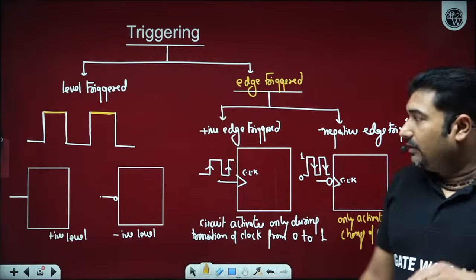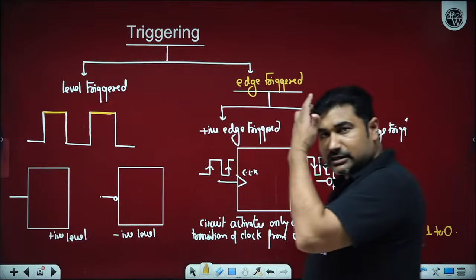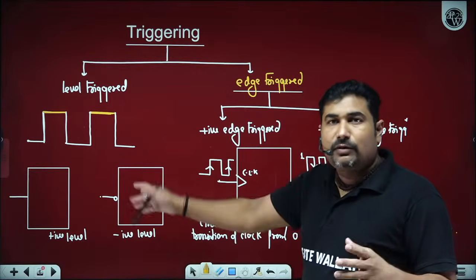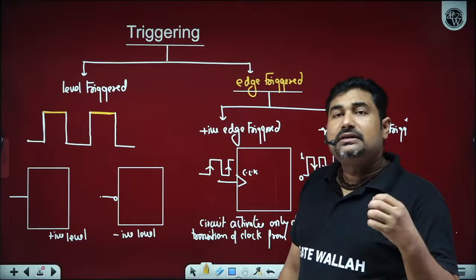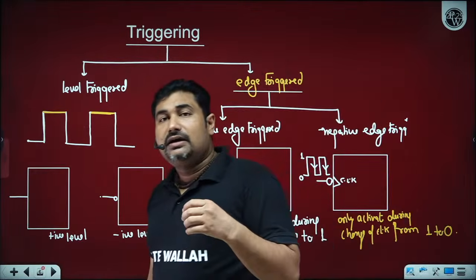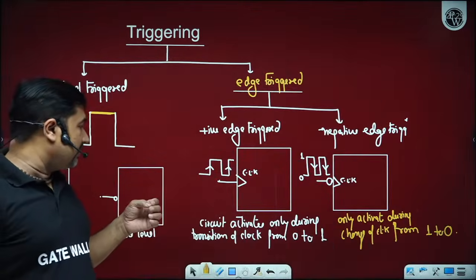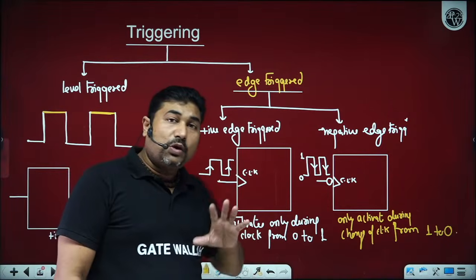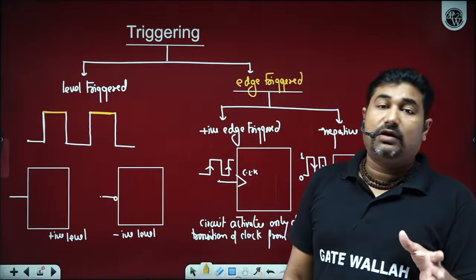We have a level triggered circuit. In case of a level triggered circuit, the circuit is activated as long as the level is high for a positive level triggered circuit, and for a negative level triggered circuit, as long as the level is low. However, in case of an edge triggered circuit, only during the transition period the clock gets activated.